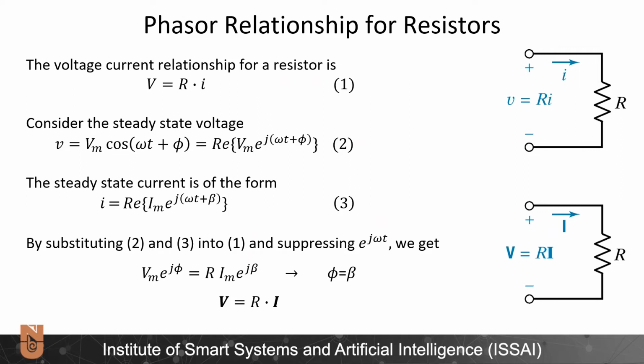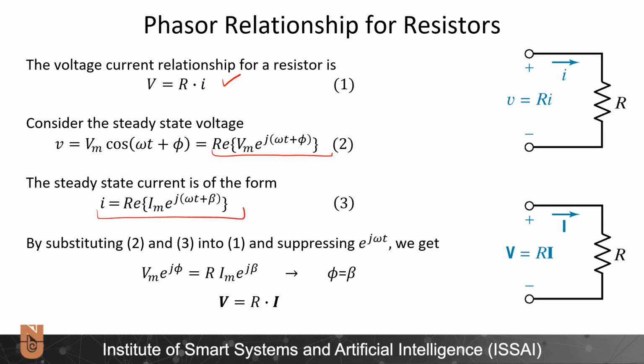Let us have a look at the phasor relationship for resistors. Ohm's law gives us the relation between the current and voltage for a resistor in the form of V is equal to R times I. At the steady state, we will have a voltage in the form of V is equal to Vm times cosine(omega t plus phi), and I can write this as the real part of Vm times e to the j(omega t plus phi). And similarly, the current will have a similar form as well.